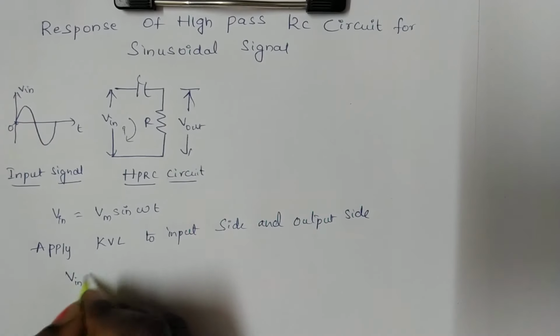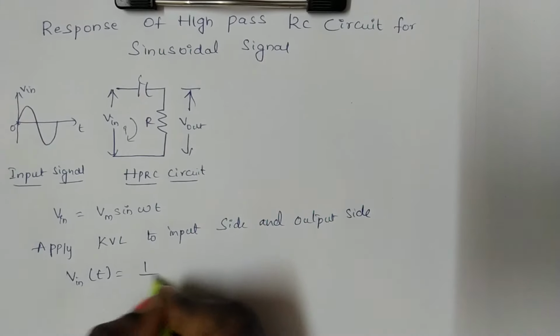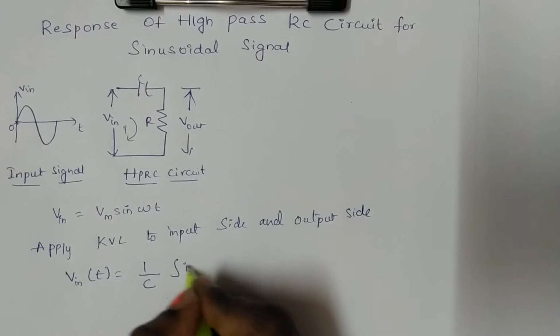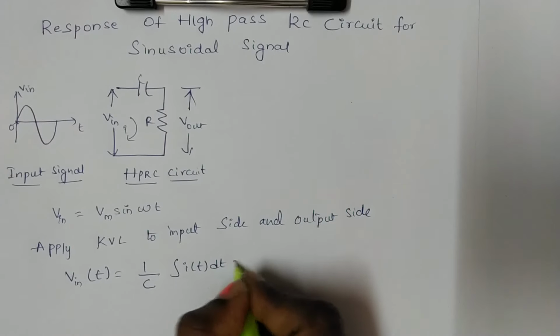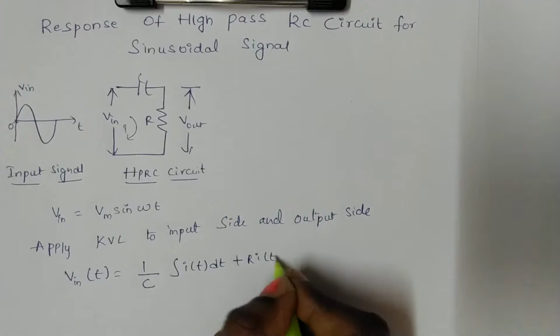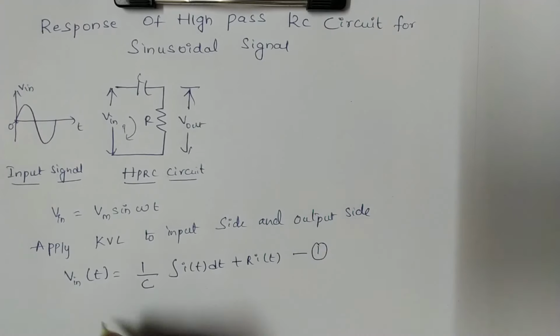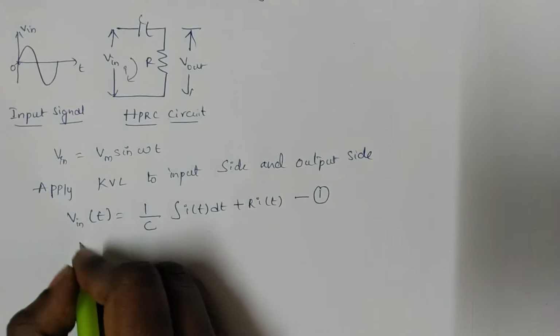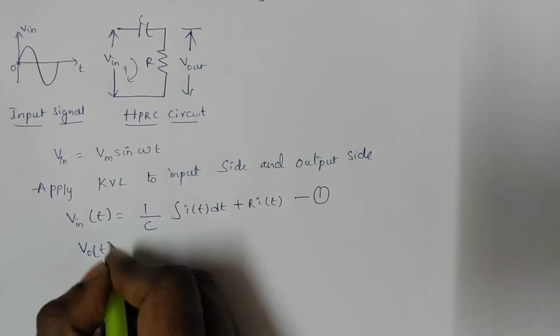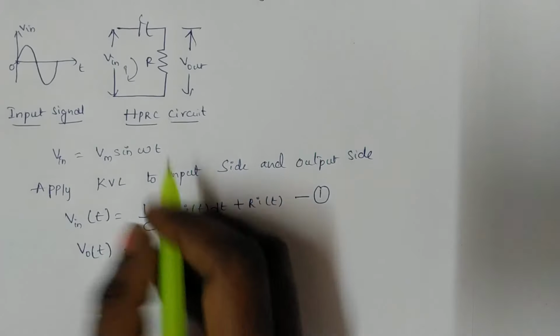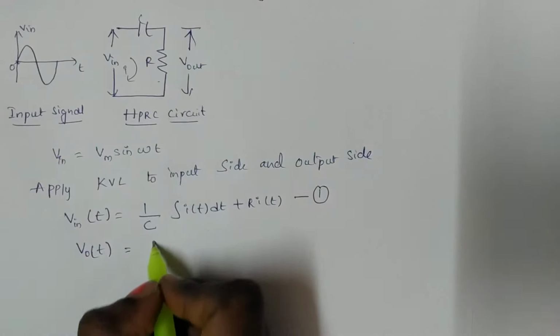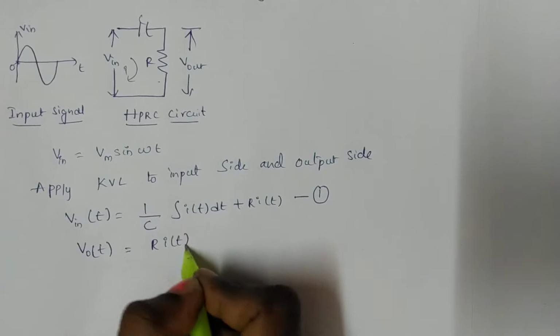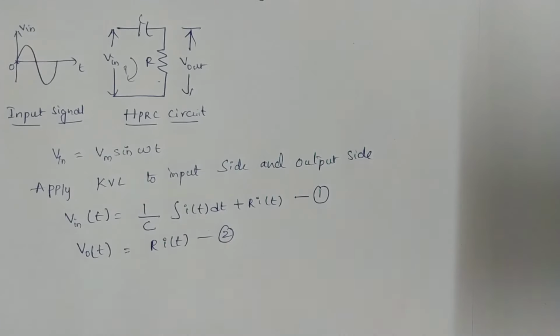V input of t equal to 1 by C integral of I of t dt plus R into I of t. Make it equation 1. And V out of t equal to, since we are collecting the output across the resistor, R into I of t. This is equation number 2.